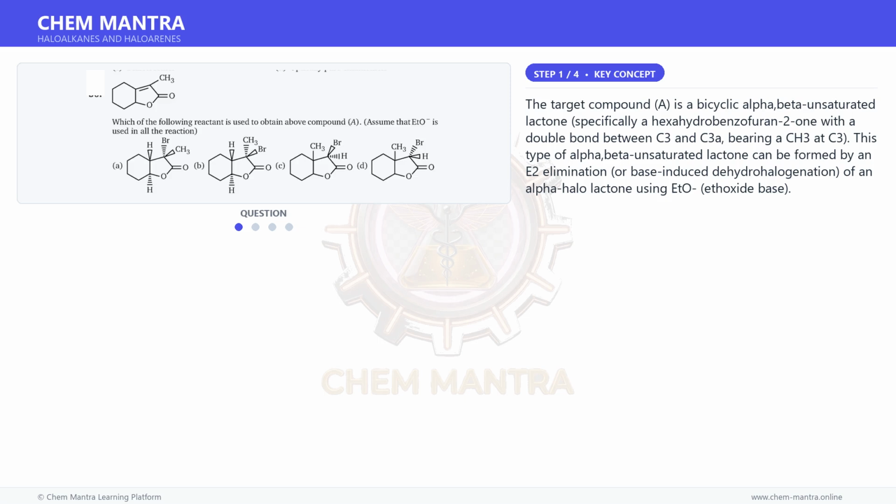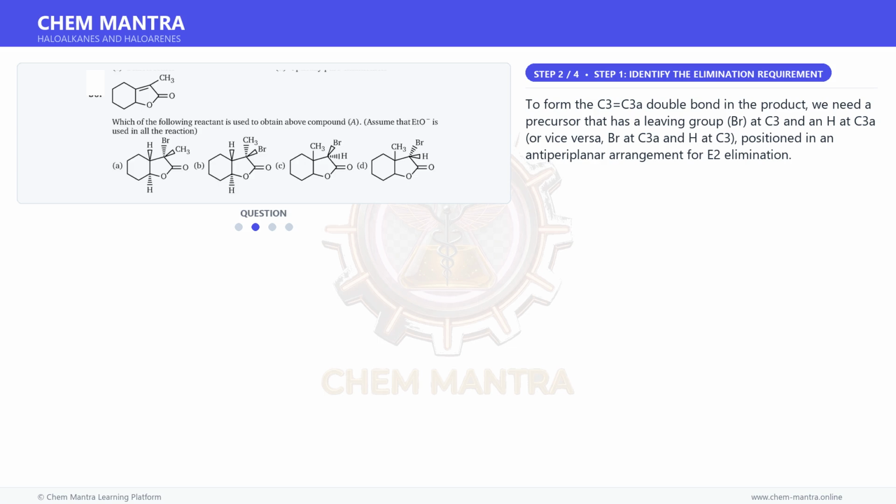The target compound, A, is a bicyclic alpha, beta-unsaturated lactone, specifically a hexahydrobenzofuran-2-one with a double bond between C3 and C3A, bearing a CH3 at C3. This type of alpha, beta-unsaturated lactone can be formed by an E2 elimination or base-induced dehydrohalogenation of an alpha-halolactone using EtO-, ethoxide base. Moving on to the next step.